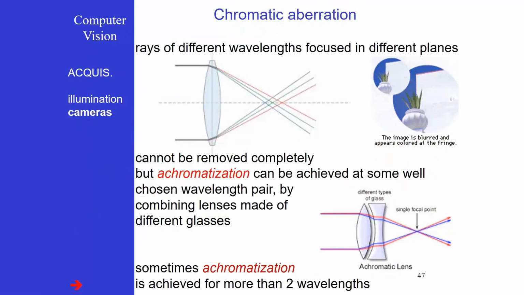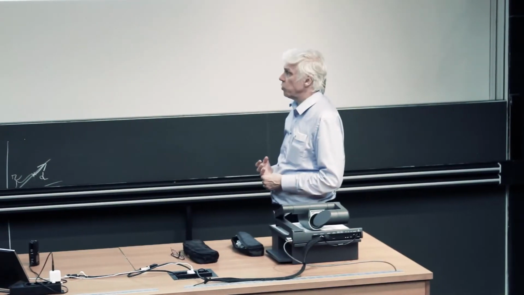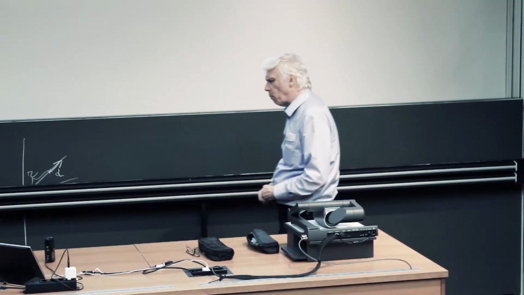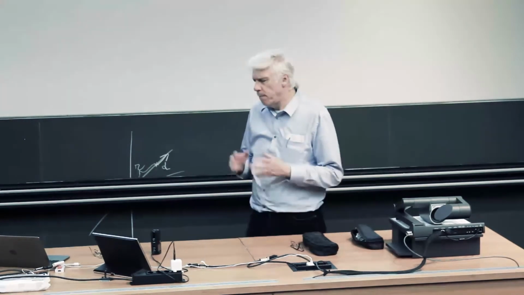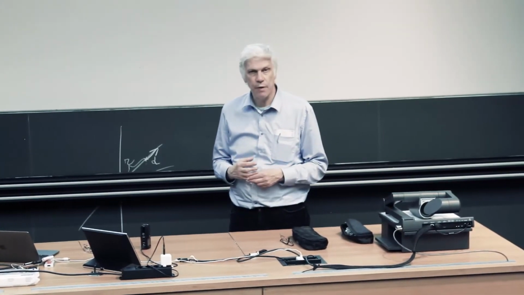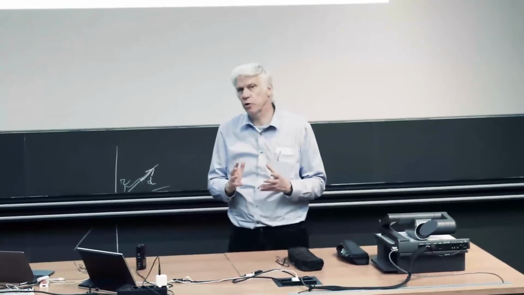Then chromatic aberration. Well, again, something we can't do much about once we have fixed the choice of our lens. But what people try to do is to achieve some form of so-called achromatization. And that means that you combine different materials into a lens. So most lenses, certainly the more expensive ones, are actually composed. They contain multiple components, often produced from different optical materials.